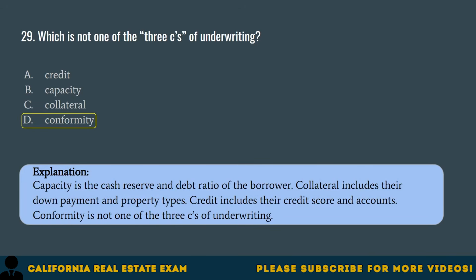Capacity is the cash reserve and debt ratio of the borrower. Collateral includes their down payment and property taxes. Credit includes their credit score and accounts. Conformity is not one of the 3 C's of underwriting.